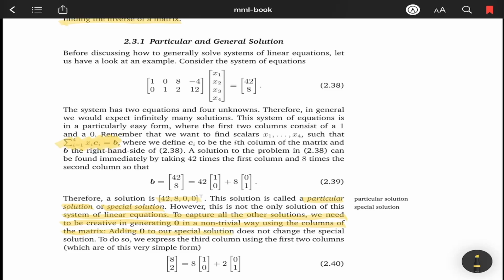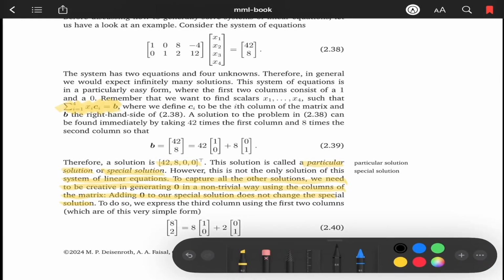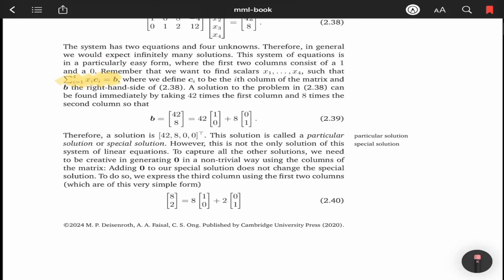Adding zero to our special solution does not change our special solution. What? Adding zero to our special solution does not change the special solution. Not really sure what they mean. I think they mean with adding zeros, these zeros. To do so, we express a third column using the first two columns, which are of this very simple form. Okay, so what they do is they take our particular solution, and I think they try to use a trick. Okay, let's try to understand what they're doing.